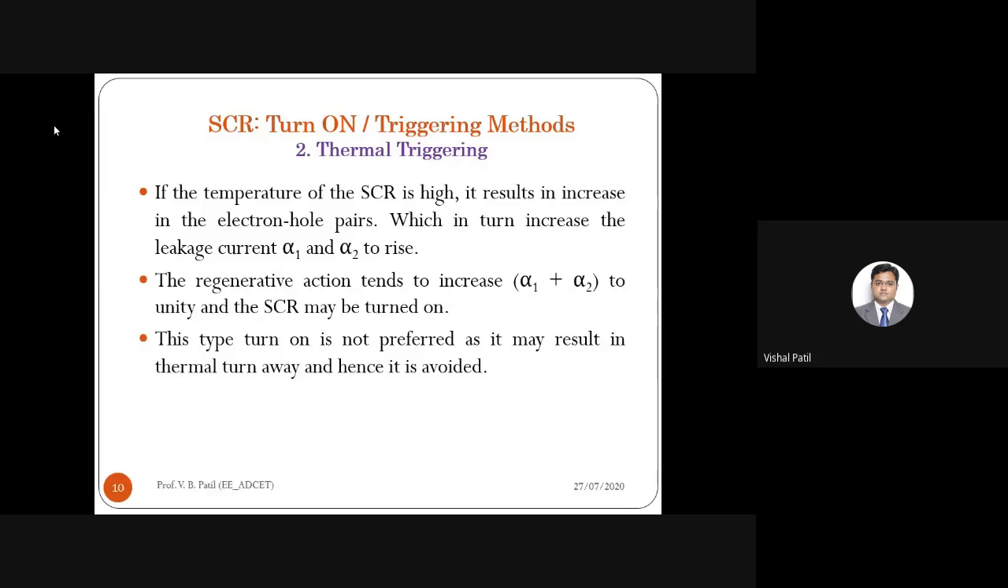So alpha 1 and alpha 2, their sum will be important. This type of turn on is not preferred as it may result in a thermal runaway. Earlier there was avalanche breakdown, now it is thermal runaway. Okay, these two concepts. Earlier there was junction breakdown, where above the breakover voltage the junction breaks, and because of which there is breakdown and damage of the device. Here there is thermal runaway, and hence it is avoided. This method is also not adopted.